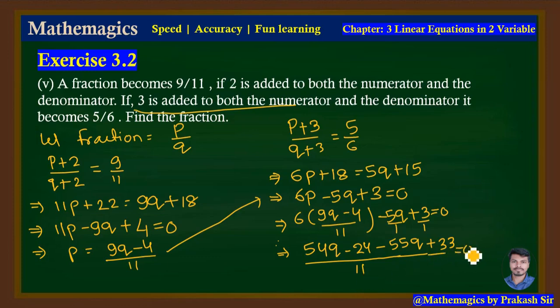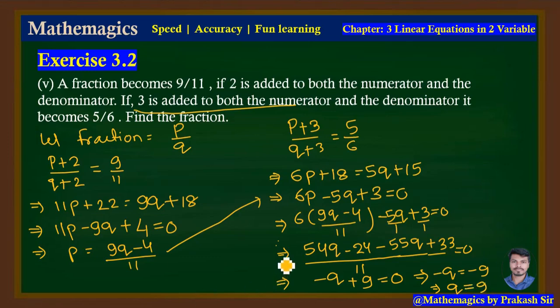Obviously 11 will go that side and it becomes 0, so there is no worry. 54q minus 55q, the answer becomes minus q. 33 minus 24 becomes plus 9, which is equal to 0. This implies that minus q is equal to minus 9, and hence q is equal to 9.